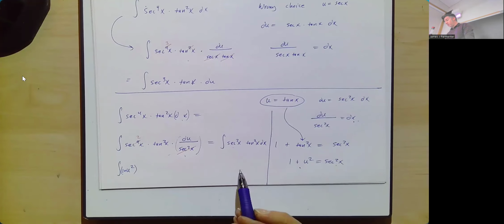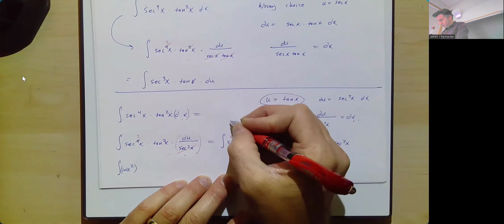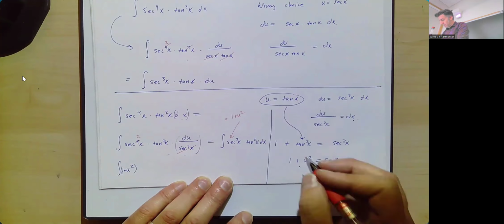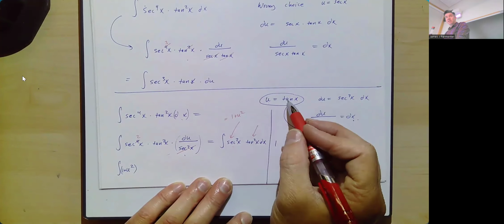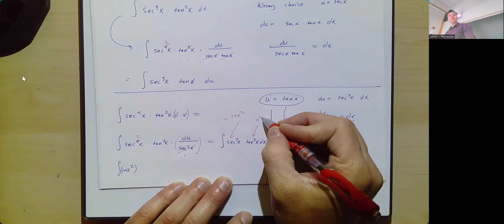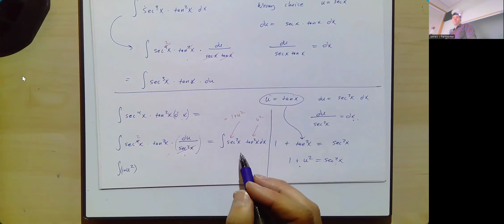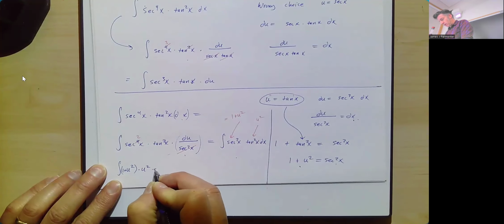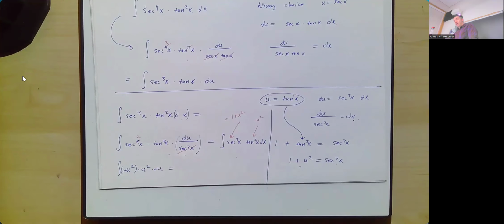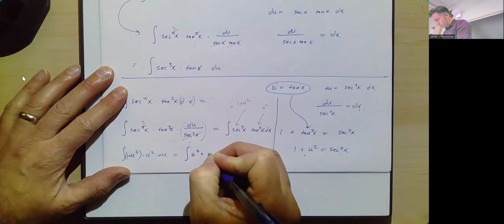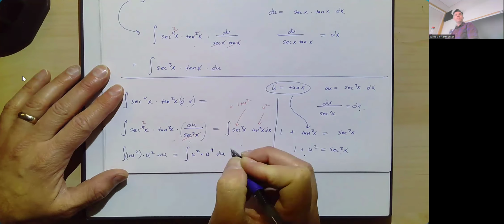So here, I'm just trying to replace things with what I know they're equal to. I know that secant squared is equal to 1 plus u squared. And since u is equal to tangent, u squared is equal to tangent squared. So when I replace each thing in terms of u, I get 1 plus u squared times u squared times du. Before I can anti-differentiate, I have to distribute that u squared and get the integral of u squared plus u to the fourth du.